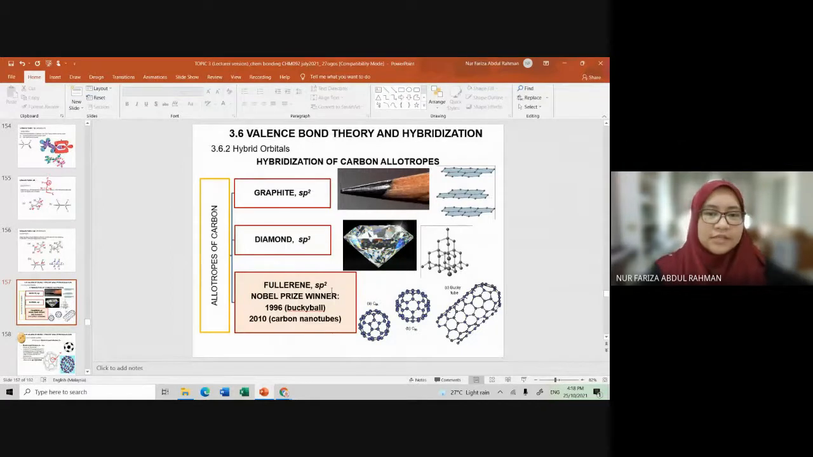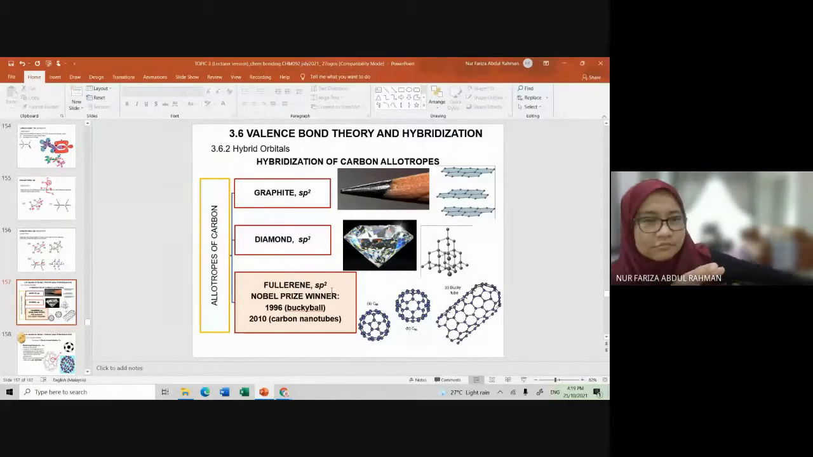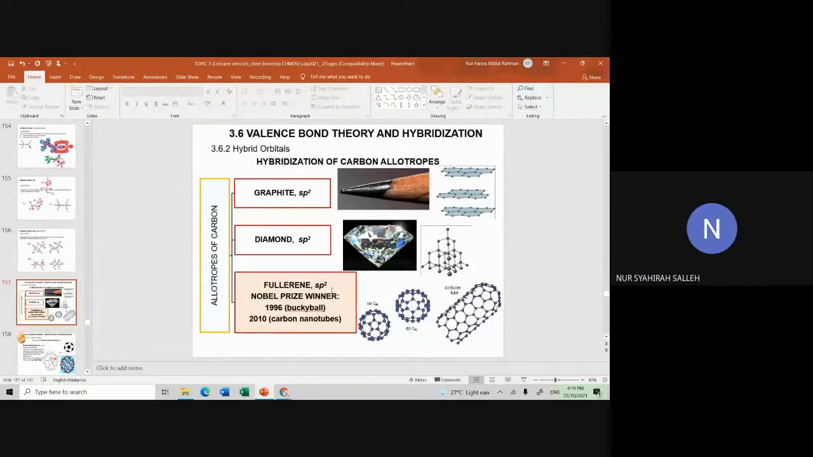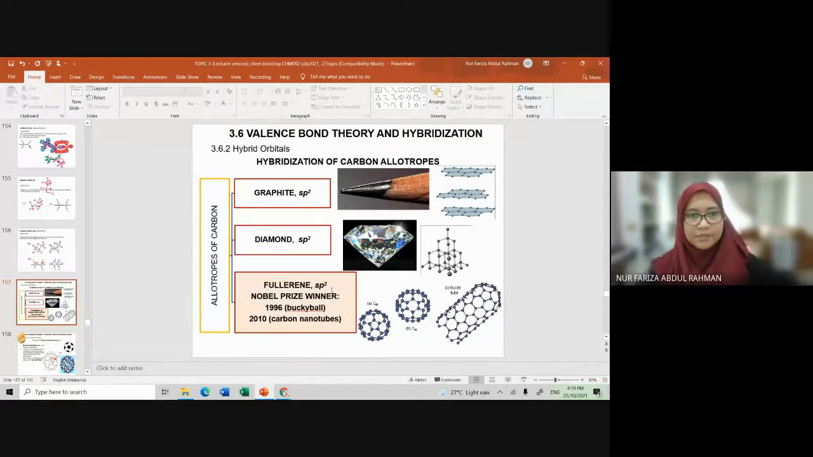Right, any question related to hybridization before we proceed to the next subtopic? So this would be the last part, the closing for hybridization, and then we are going to the next subtopic, which is the intermolecular forces. Is there anything related to hybridization just now? No. So far so good. Alright, let's move on to the application.